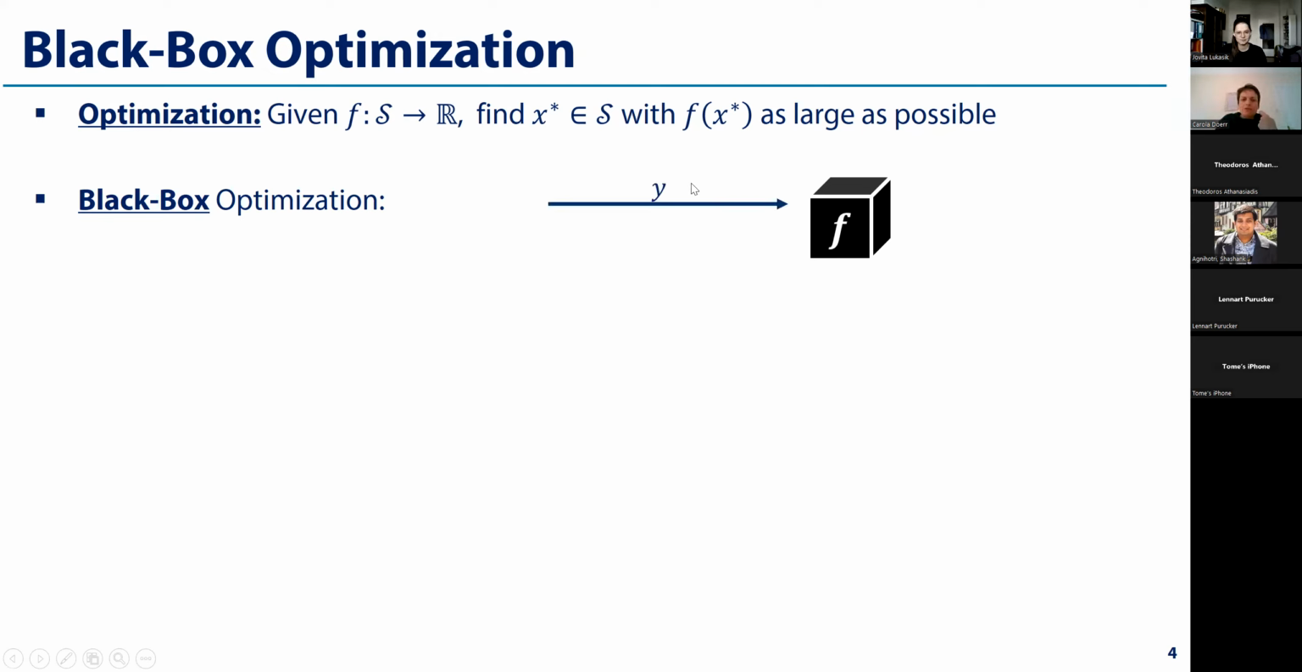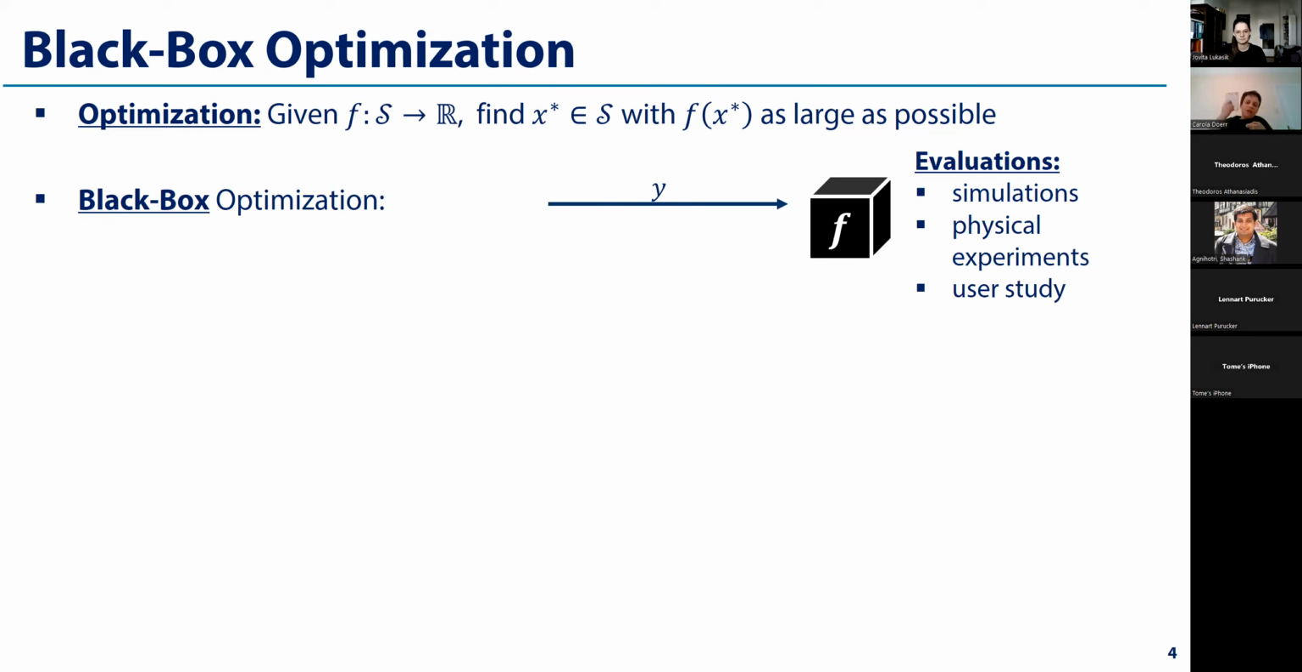All we can do is propose a solution, like y in my case. And then we will run some simulations or some physical experiments, or we will conduct a user study, or do whatever we need to do in order to assign some quality to this sample y. So we somehow want to compute what is f of y.